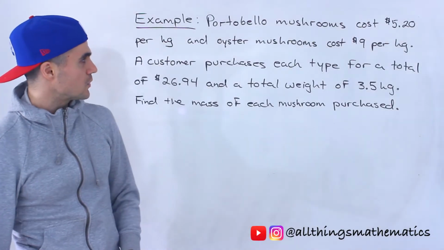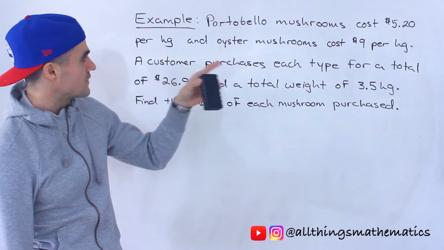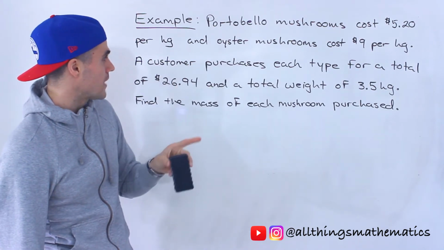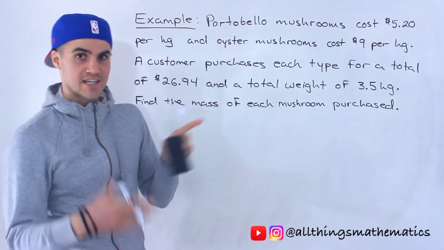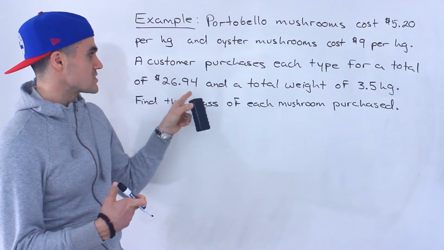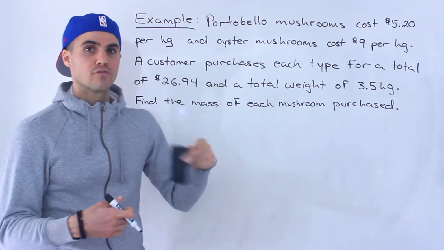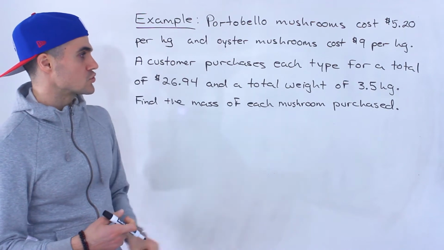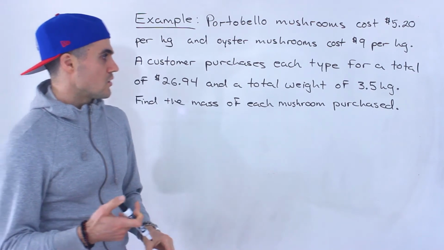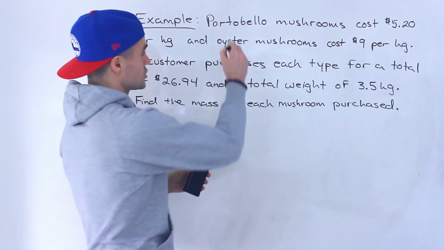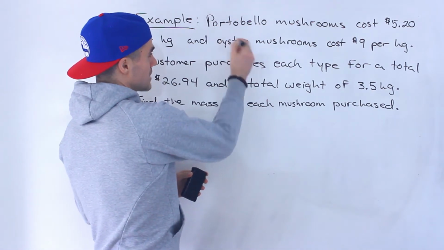Moving on to the next question. So portobello mushrooms cost $5.20 per kilogram and oyster mushrooms cost $9 per kilogram. A customer purchases each type of mushroom for a total of $26.94 and a total weight of 3.5 kilograms. Find the mass of each mushroom purchase. So we're finding the mass, or the kilograms, that we're purchasing of the portobello mushrooms and the oyster mushrooms.